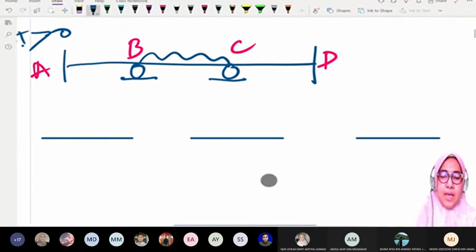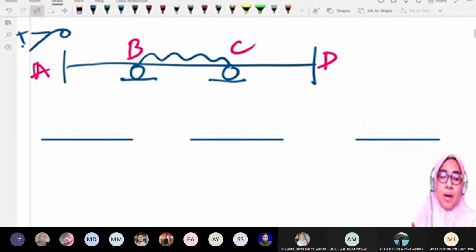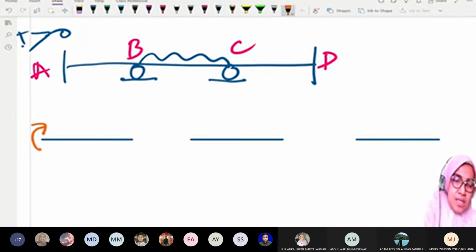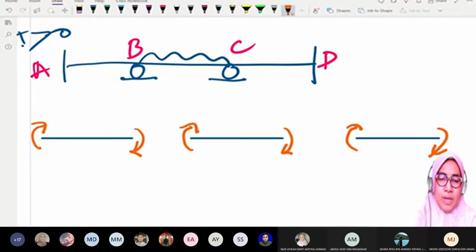Okay, member AB, member BC, member CD. Member end moment means the clockwise moment mentioned under the sign convention just now. Clockwise moments that act on a member are positive. So this is the first assumption that we have to make.